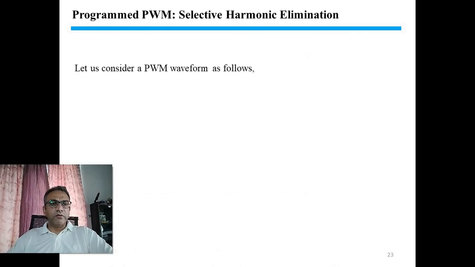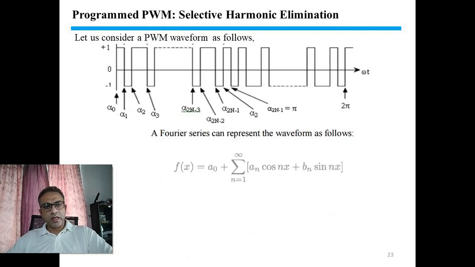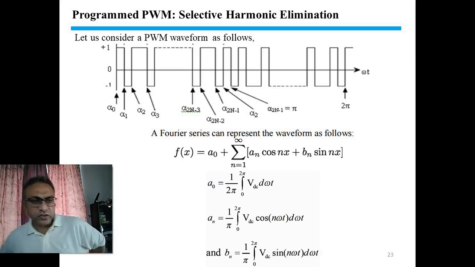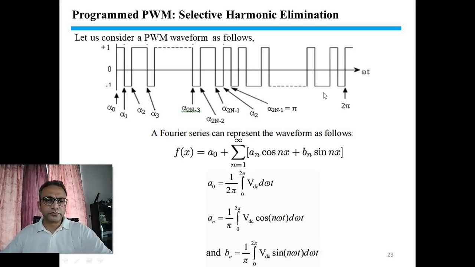So in the next slide, we will develop a PWM signal. From this, we will develop a graphical PWM signal. From this graphical PWM, we will develop a Fourier series. From the Fourier series, we will find the angles alpha 1, alpha 2, alpha 3, and so on. So in this slide, let us consider a PWM waveform.